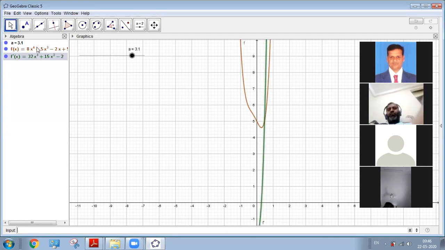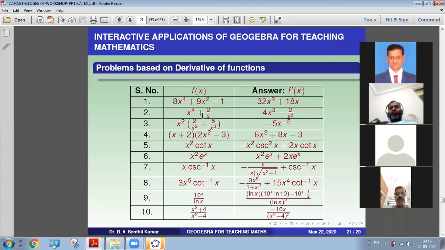So you can directly find the derivative of this function, and also you can explain to the students what the graph of the derivative of this function is. This brown is the original curve. This green color is the derivative of the function. Similarly, you can try all these functions. I will share this PPT with you. You can try all these functions and check whether you are getting these answers.